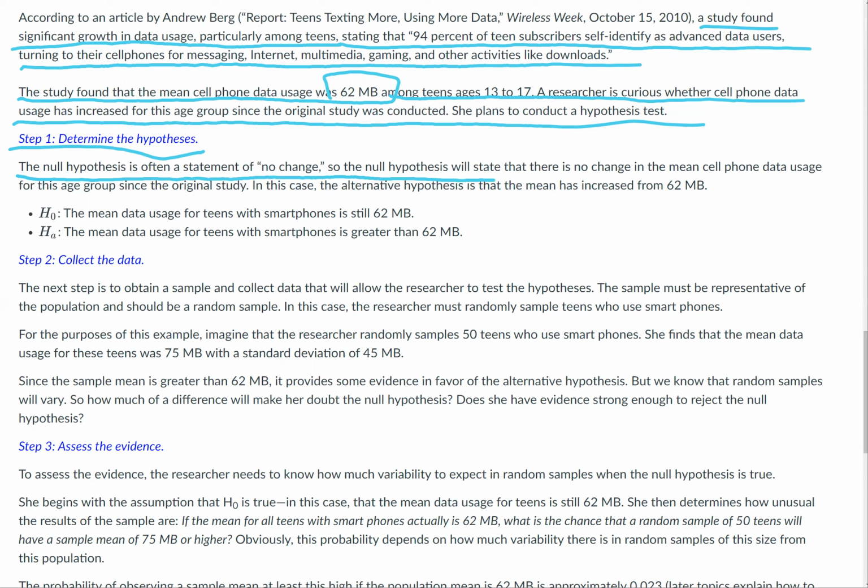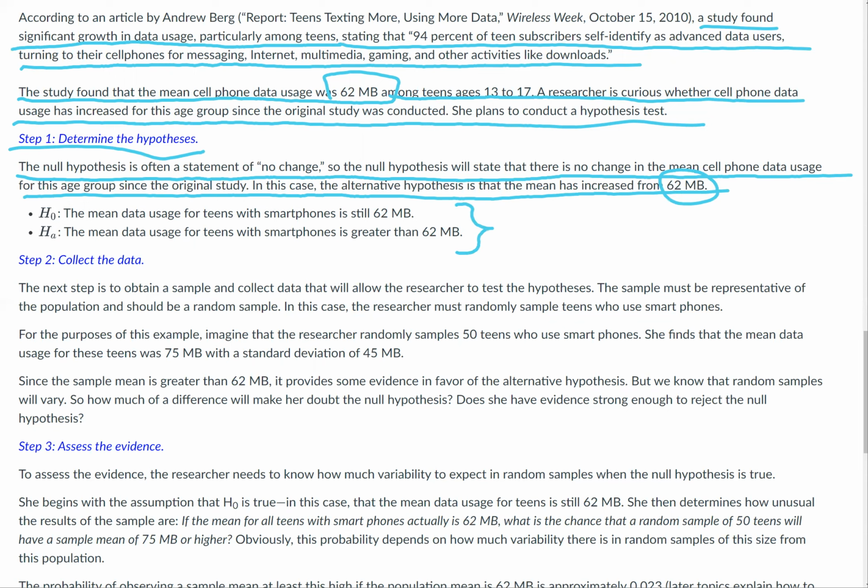So the null hypothesis will state that there is no change in the mean cell phone usage for this age group since the original study. In this case, the alternative hypothesis is that the mean has increased from 62 megabytes. So the null hypothesis says it's exactly that. Nothing has changed, but the thought is maybe it has changed and it's gone up. That would be your alternative hypothesis.